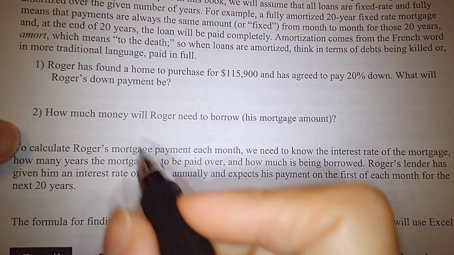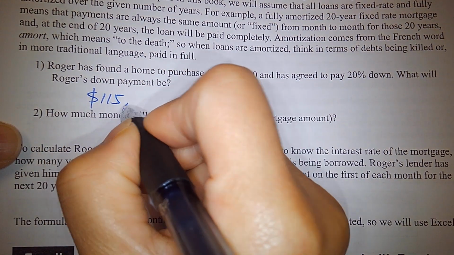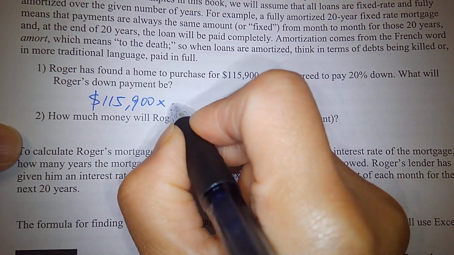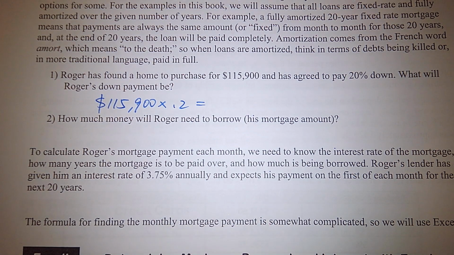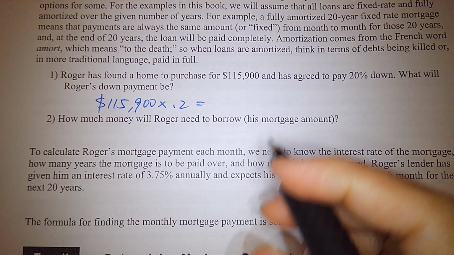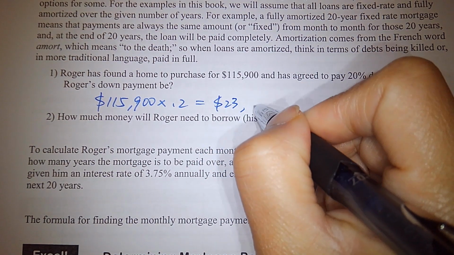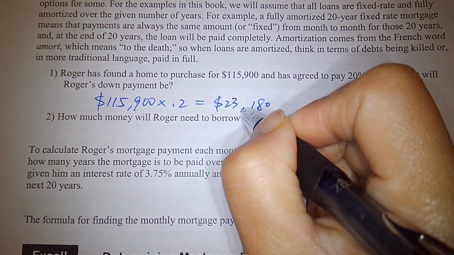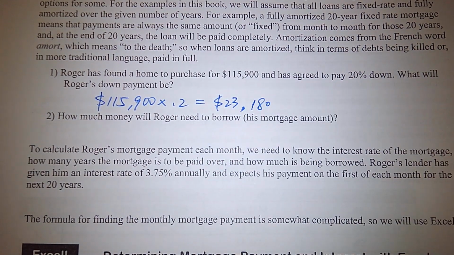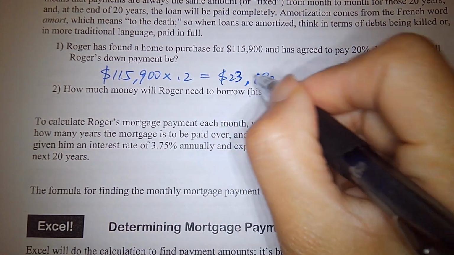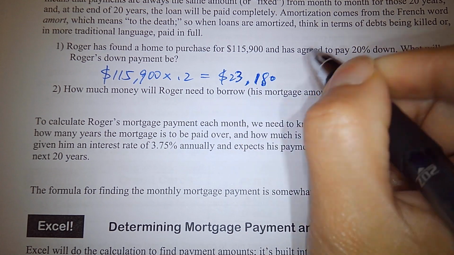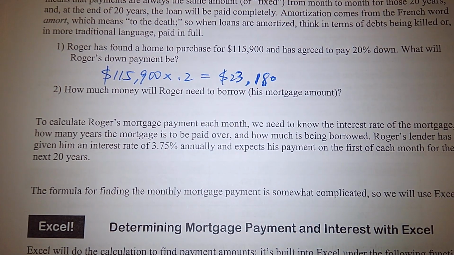So what is the down payment? 115,900 times 20%, right? What do we get? So he has to pay $23,180 as a down payment, right? All right. Everybody understand what a down payment is?